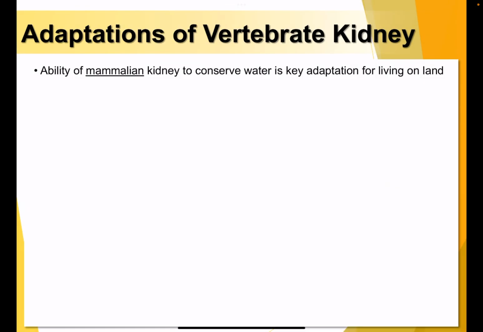Hi, welcome back to part 3 of chapter 44, Osmoregulation and Excretion. So we just got done talking through the whole process of the urinary system and how it goes through the excretory process. Now we're going to end the chapter with adaptation of the vertebrate kidney.